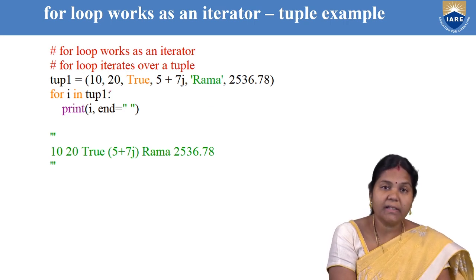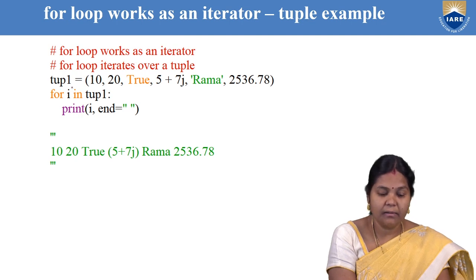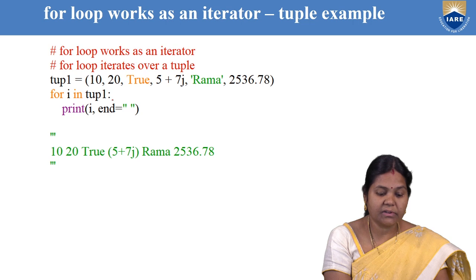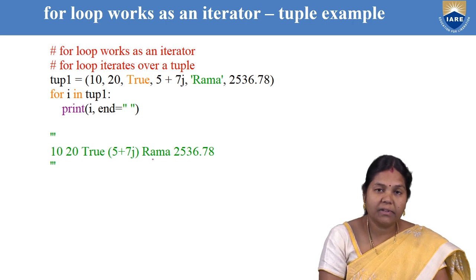You can see the similar example. Here one tuple is defined, which is a comma separated value of items. Now for I in tuple, because in a tuple also the items are in order, it is ordered, so we can use indexing. It will take the first item at index number 0, then 1 and so on. So this is a sequence and it displays each item present at that index. You can see the output is the space separated values of the tuple.